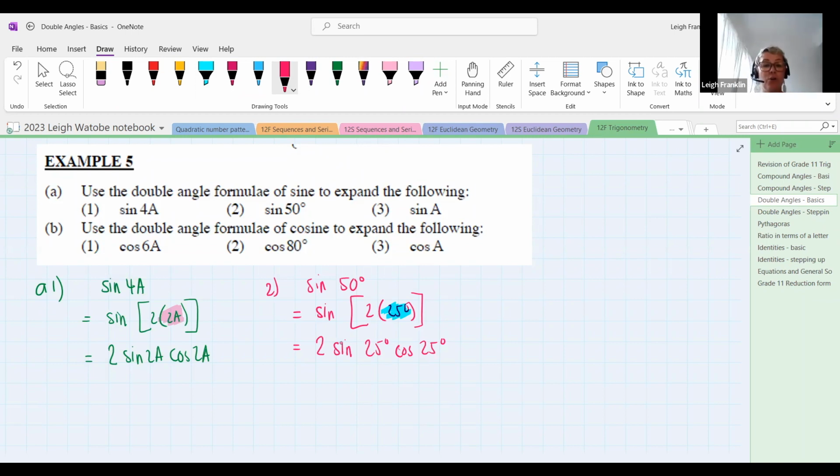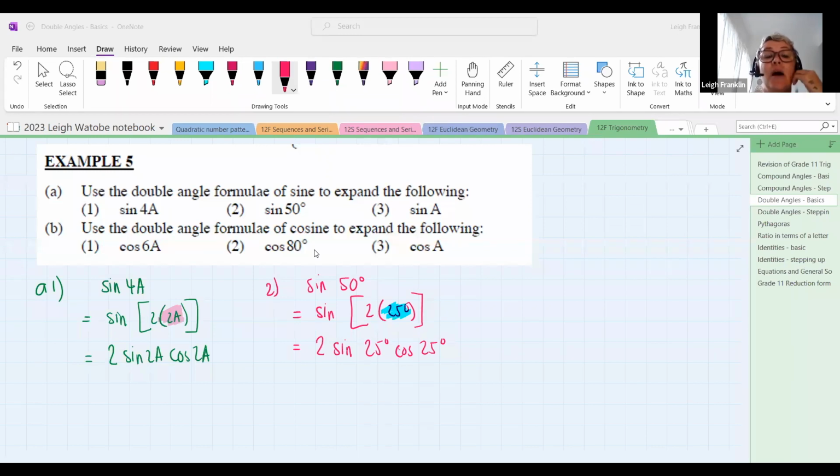Are we all good with that? Is it making sense to everybody? Thumbs up, thumbs down, how do we feel? We okay? So we're just applying our double angle formulae and doing expansions. That's it. Just simple, simple expanding. Is everybody all right?